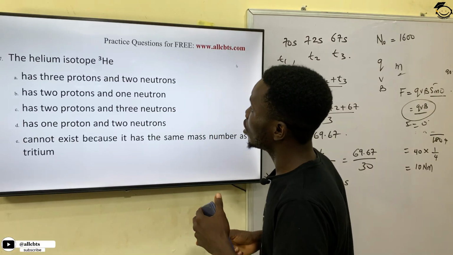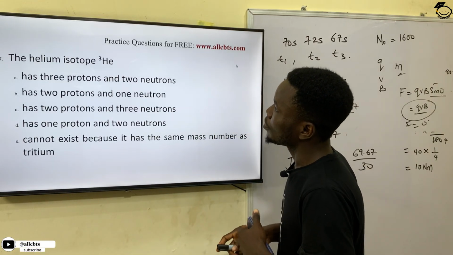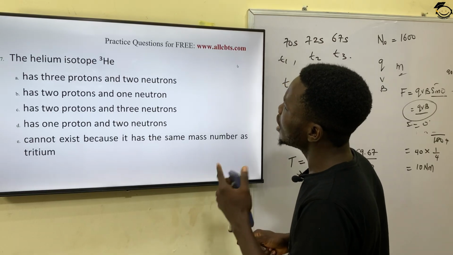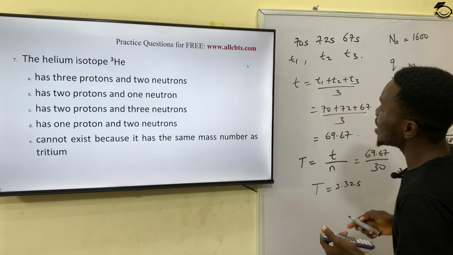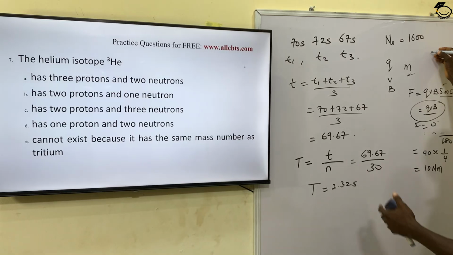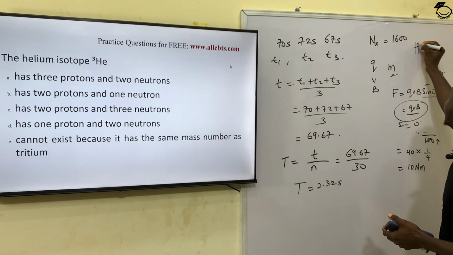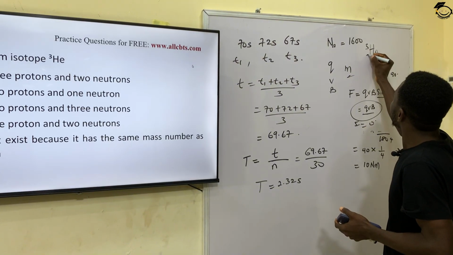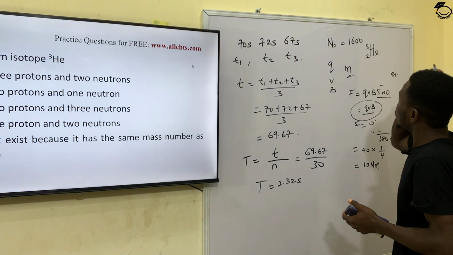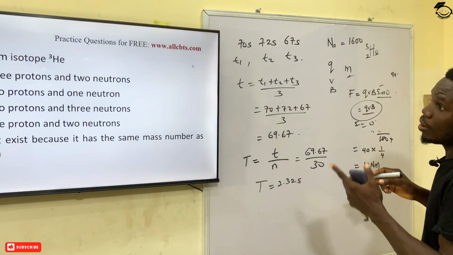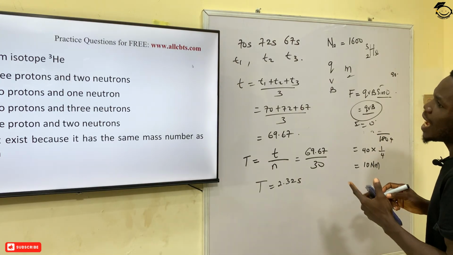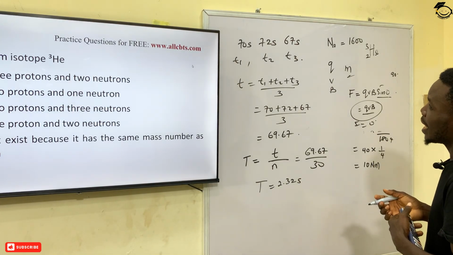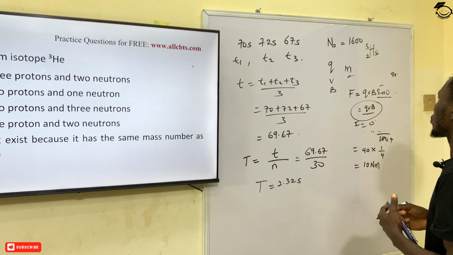So that takes us to question number 7, which says the helium isotope. There's a typographical error there; it ought to be He-3 with atomic number 2. So this is the helium isotope that I have. They're asking us how many protons are there and how many neutrons are there.